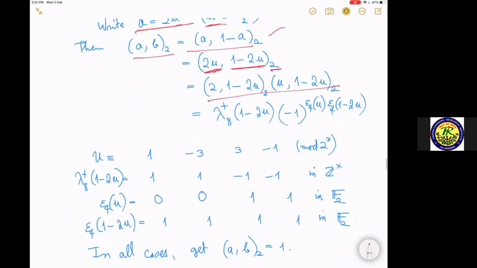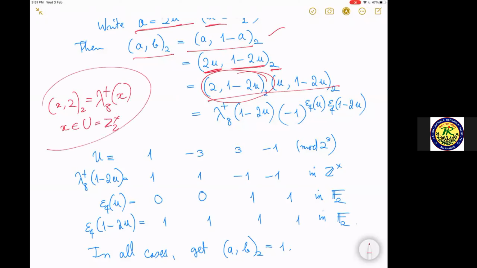And then here I use the formula that (x, 2) is lambda 8 plus of x for every x in U, that is Z_2 star. Right? So that's what I've written here. And here, both of them are units, so I use that other formula for what happens when I have 2 units.